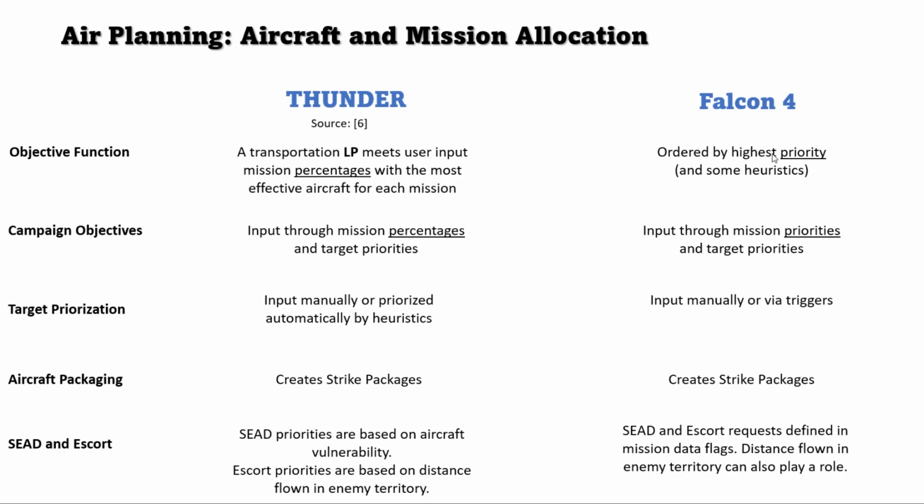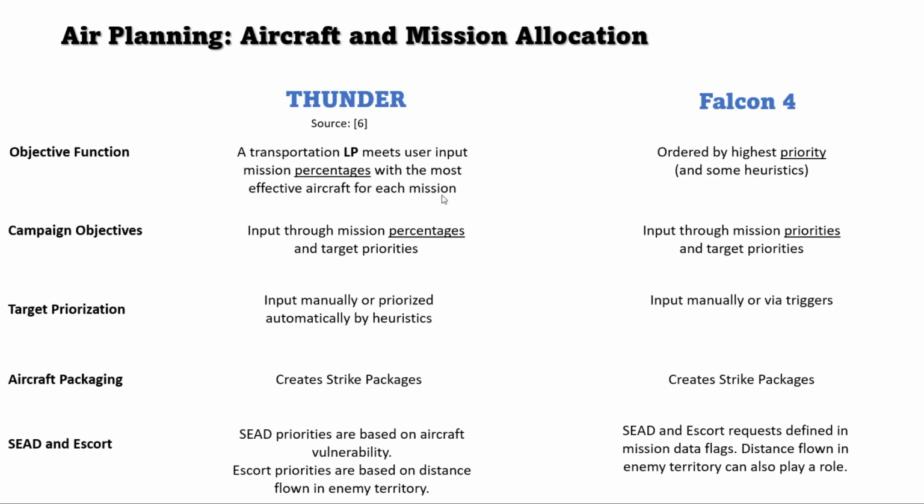The original Falcon 4 was designed by using priorities. That means potential missions were ordered by using the notion of priority, as discussed in my video about campaign priorities. See the link here. This is not optimal, but is very fast. F4 does that the whole time during the dynamic campaign. Thunder, on the other hand, used a much more time-consuming but potentially optimal way of mission allocation. It solved the problem as a transportation linear programming problem. It used a hard-coded mission percentage, not priorities, important to note, and selected the most effective aircraft for a given type of mission.